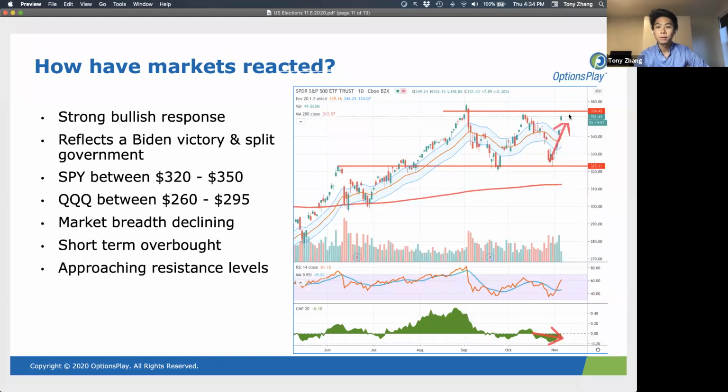Look at Chaikin and money flow on the move to the upside, not particularly strong, meaning the push to the upside hasn't been on substantially strong volume. The markets are also short-term fairly overbought here. You've had a very big move to the upside from 323 to 350, 351 over just 4 trading sessions. That's a big move, and you're approaching these resistance levels near the top end of this range.